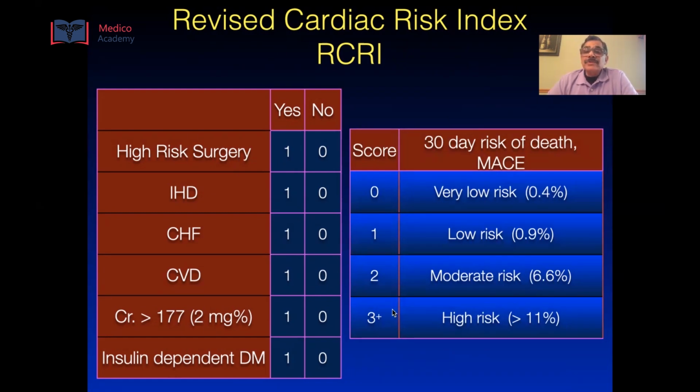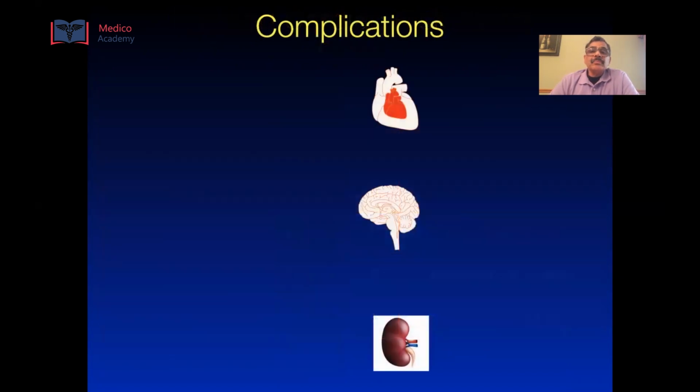And lastly, if the score is 3 or more than 3, it becomes very high. There is 11% chance of patient dying within 30 days after surgery or having a major adverse cardiac event. Major adverse cardiac events means patient may have MI, patient may have heart failure or dangerous ventricular arrhythmias or atrial fibrillation. So what are the complications of hypertension?